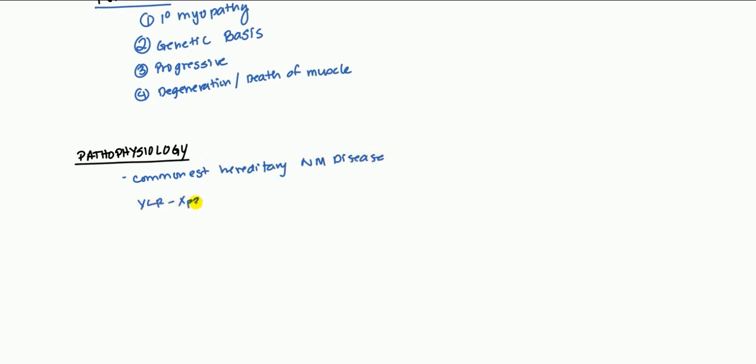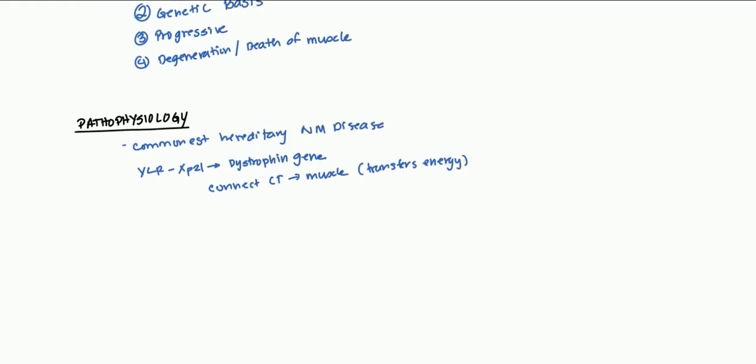It is X-linked recessive. It's linked to the Xp21 gene, which codes for the dystrophin protein. And so what does dystrophin do? First of all, it is one of the largest genes in the entire DNA, and this is why gene therapy is a little bit difficult. What it does is it connects the connective tissue to the muscle. So in other words, it transfers the energy from the muscle to the connective tissue. So it's very, very important in your muscle movement.